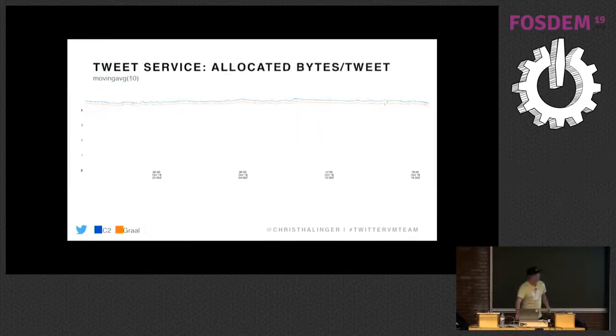It's basically the same graph as the one before. I'm just showing this one. It's allocated bytes per tweet, and it's very flat over 24 hours. And you see obviously the exact same improvement here, 3.5, 3.4, 7% roughly.